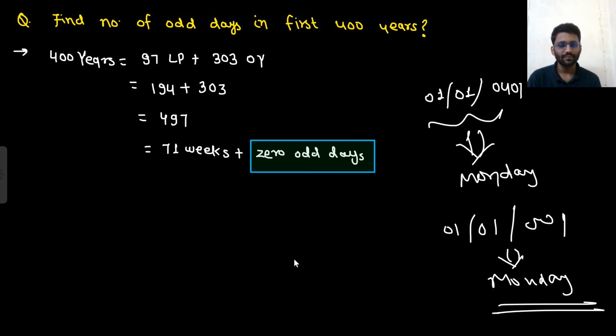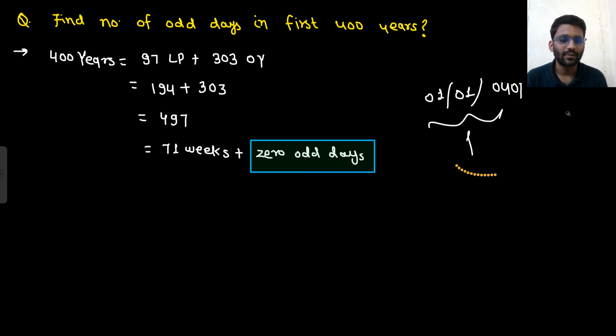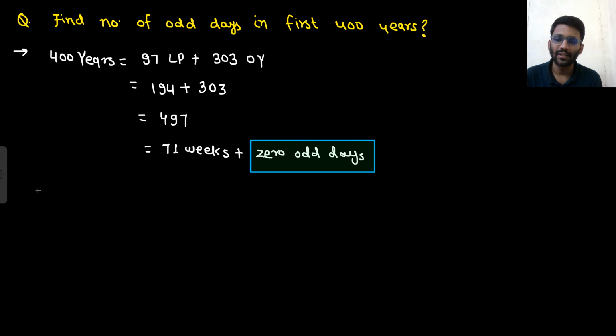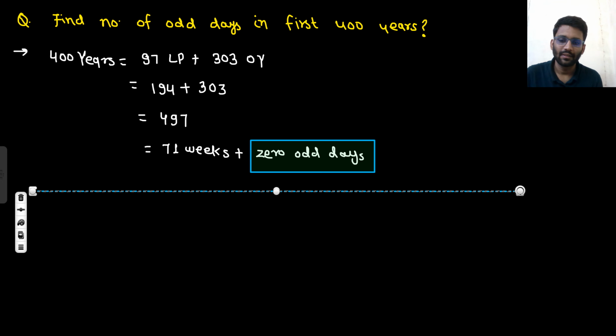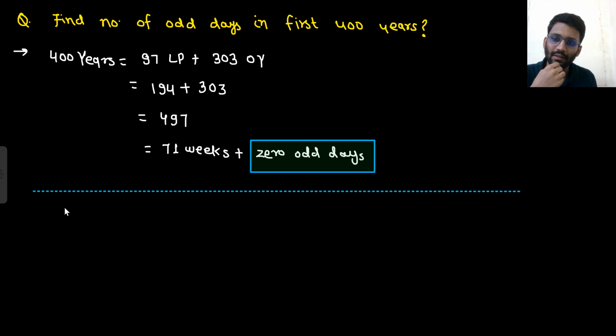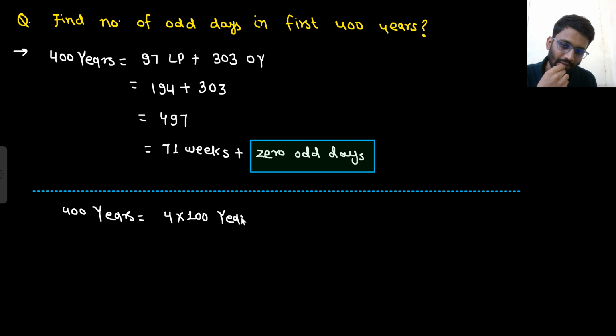Understood? Right? Now, there could be another method as well. What could be the other method? You could have broken 400 years into 4 into 100 years. 4 into 100 years. Right? I will add one odd day as well. Why am I adding one odd day?